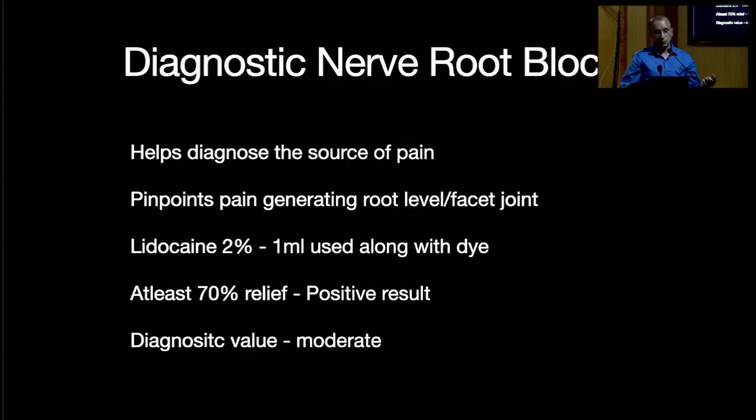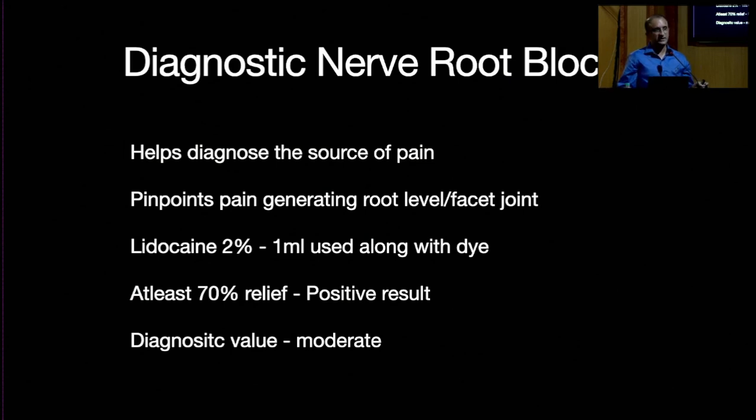Now, how to go about a diagnostic nerve root block? It helps diagnose the source of pain, pinpointing the pain-generating root level or the facet joint. You can use lidocaine, which is a short-acting drug, a small amount, 0.5 to 1 ml. Some studies would say 50%, but generally we agree that 70% is the mark. If the patient has 70% or more pain relief, we consider it a positive test.